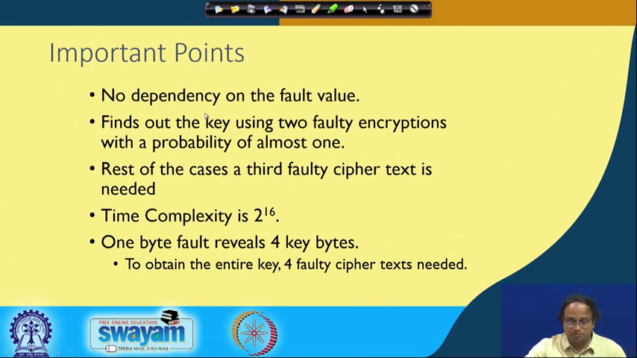One important point is that there is no dependency on the fault value because we have eliminated the fault from the equations, and we are doing this attack with the time complexity of 2 power of 16, because remember there are 2 key bytes which you are guessing in parallel. So, the time is proportional to 2 power of 16. And 1 byte fault reveals 4 key bytes, because you have injected one fault and got 1 key quartet, but you know that in AES 128 there are 4 key bytes and 4 key quartets. So, if you want the entire key you need 4 faulty ciphertexts if you are injecting the fault at the input of the 9th round.